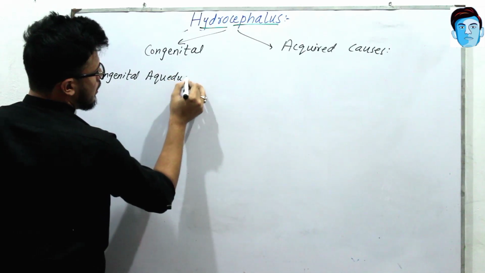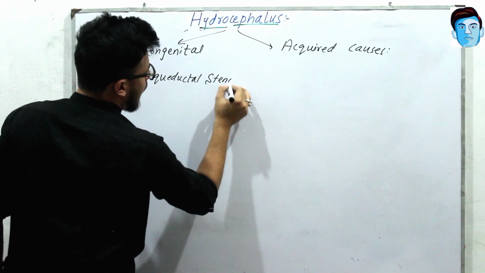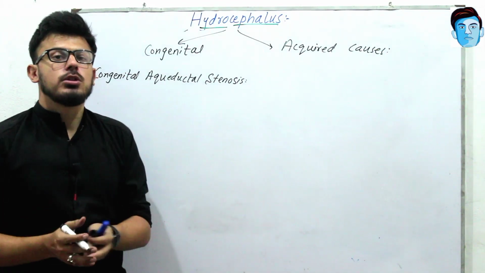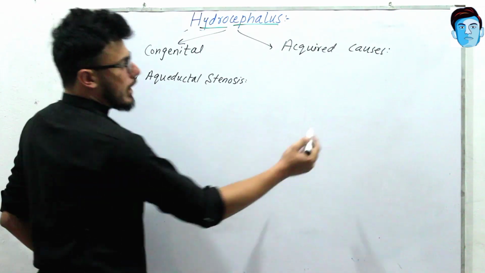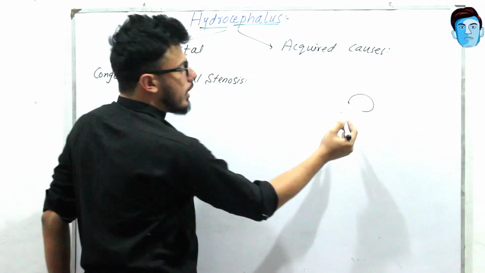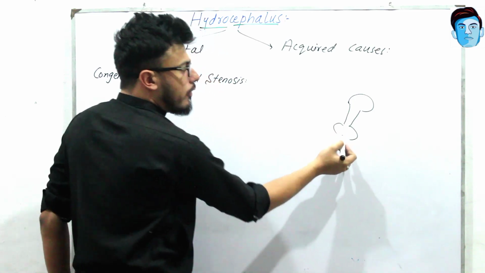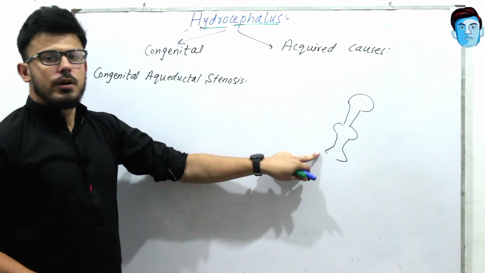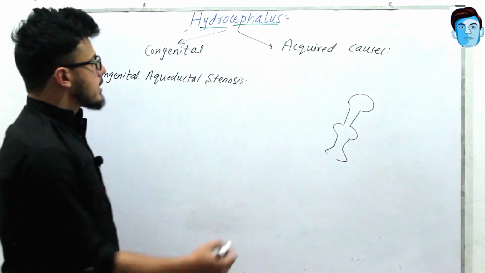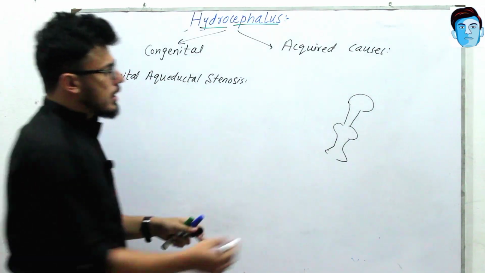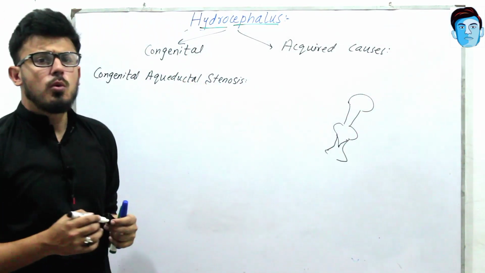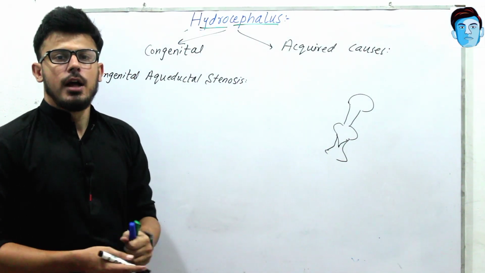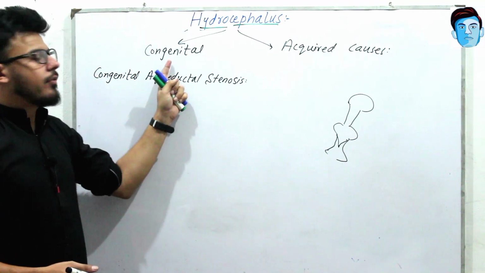Now, as you know, the cerebral aqueduct of Sylvius is the foramina, the junction, in between the third ventricle and fourth ventricle. As I told you earlier, there is a lateral ventricle that communicates with the third ventricle, and the third ventricle communicates with the fourth ventricle. In between the third and fourth ventricle there is a junction or foramina called the cerebral aqueduct. Now, if there is stenosis or narrowing in the cerebral aqueduct, there will be accumulation of CSF, ultimately leading to hydrocephalus. It is the most common cause of congenital hydrocephalus.